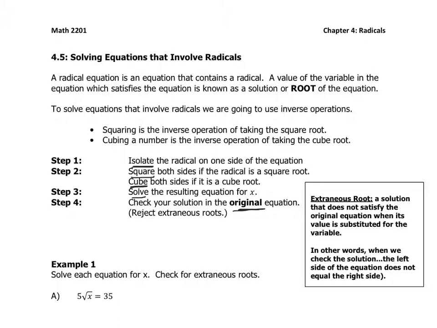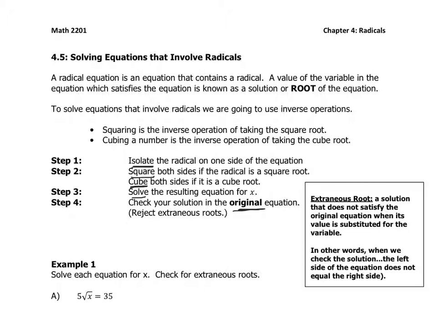Extraneous roots are basically solutions that you pick up after you square both sides that will make the squared equation true, and sometimes also make the original equation true, but sometimes they might make the squared equation true, but they don't make the original equation true.